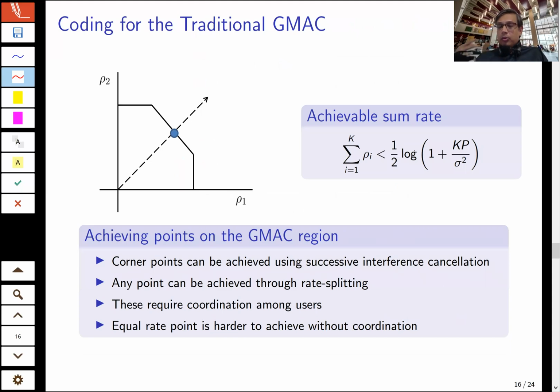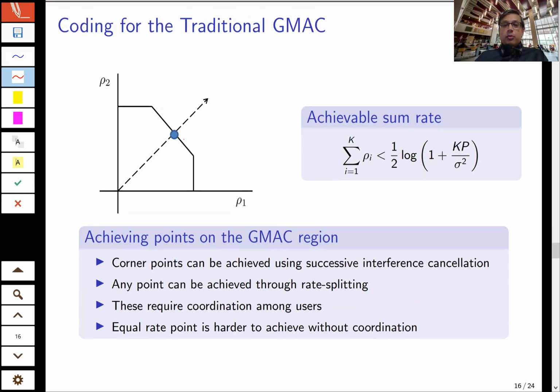So let's take a quick look at how we typically achieve capacity or get close to capacity performance on the traditional Gaussian MAC. Now, what we know from several years of work in this area, and I'm not going to review this too much, is that the corner points in the multiple access region can be achieved using successive interference cancellation. So in other words, nothing more than single user codes and interference cancellation is required to be able to achieve these points. So for example, if you want to achieve this point, you would pick a rate for user 1, which is given by this value here, which is lower than the rate that you pick for user 2. You would pretend that user 2 is interference when you try to decode user 1. Once you've decoded user 1, you can subtract user 1 from y, and you can decode user 2 at a higher rate. And that will achieve the capacity at that corner point.